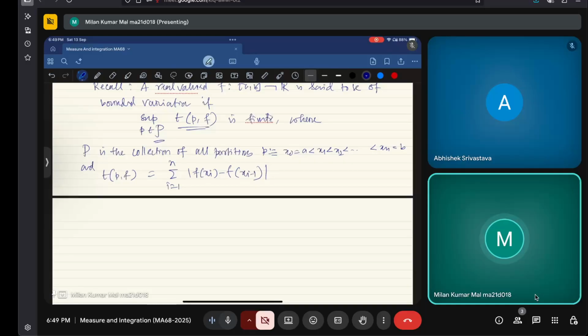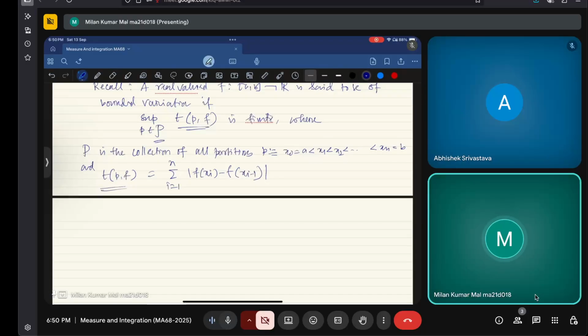Okay, let P be the collection of all partitions. Let's take P a partition. That means there exist n+1 nodes, the points x0, x1, x2, ..., xn. These are called nodes, and the summation of the absolute differences of f over them is called V(P, f).